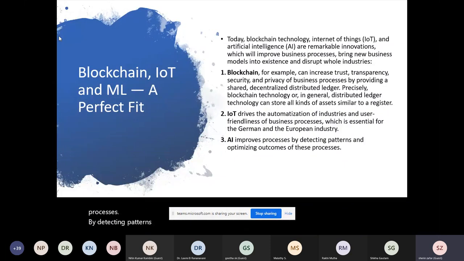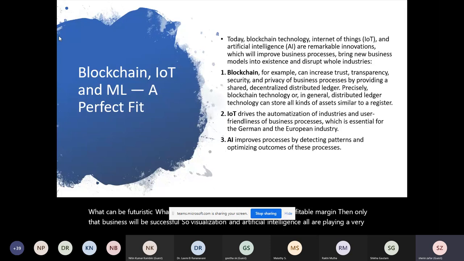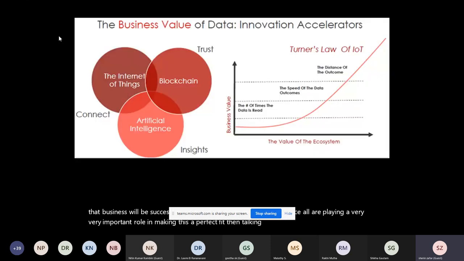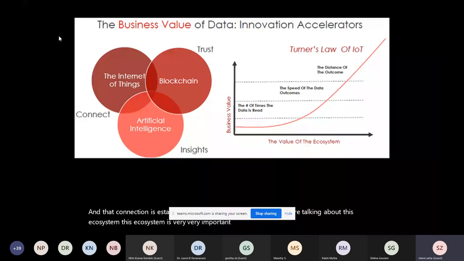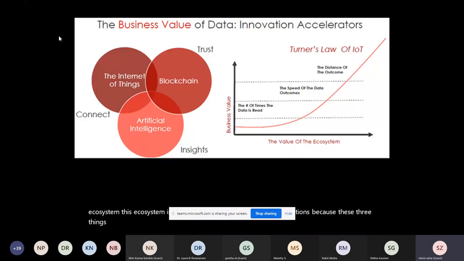Because unless and until a business knows what is good for it, what can be futuristic, what can be helpful in order to increase its profit margin, only then will that business be successful. So visualization and artificial intelligence are all playing a very, very important role in making this a perfect fit. Then, talking about the business value of that data, there is an ecosystem showing that blockchain is building trust, insights are provided with the help of artificial intelligence, and the connection is established with the help of IoT. So this ecosystem is very important for business organizations, because these three things provide what the business wants.